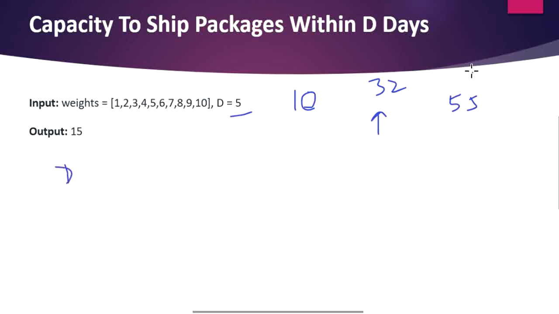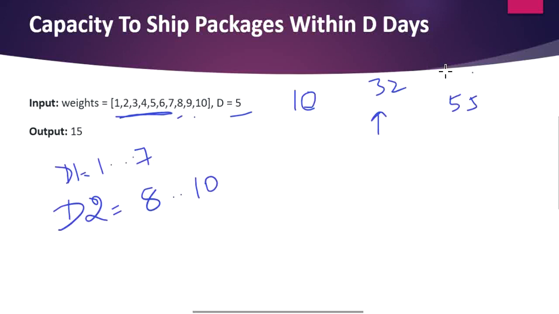So on day 1 we can ship items 1 to 7, which sums up to 28. If you add 8 to that, it will become more than 32. So we are sticking to 1 to 7 and shifting the rest of the things to day 2. On day 2 we can send 8, 9 and 10 all together as a single package.